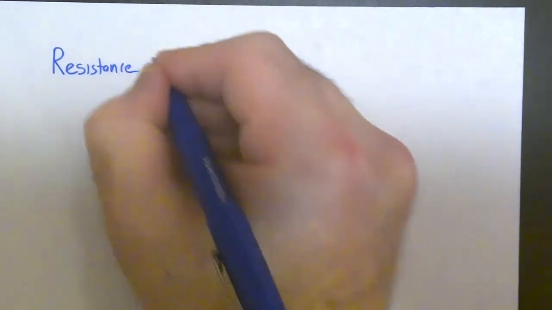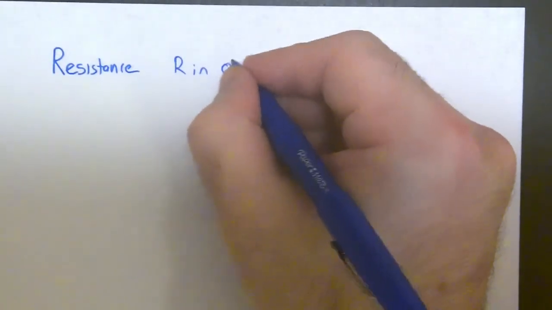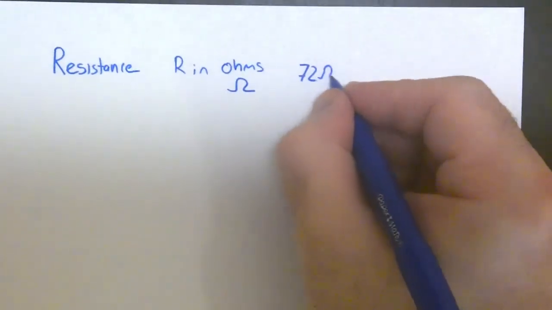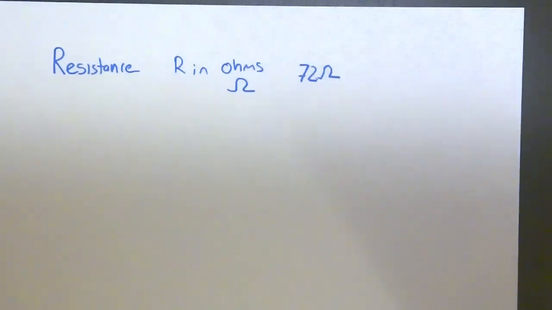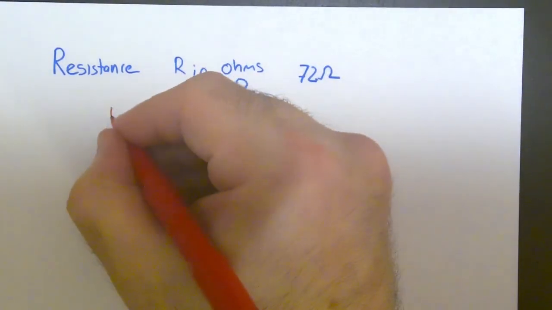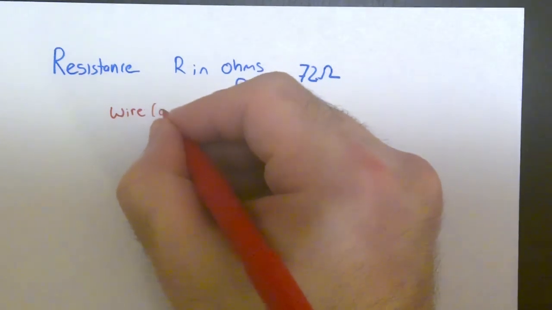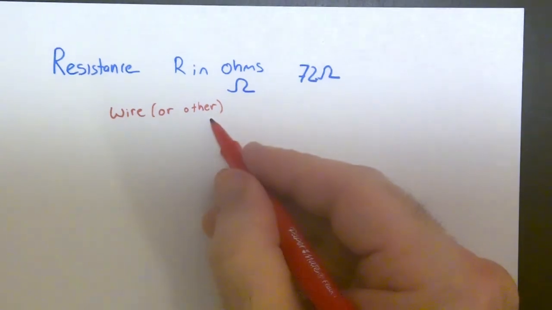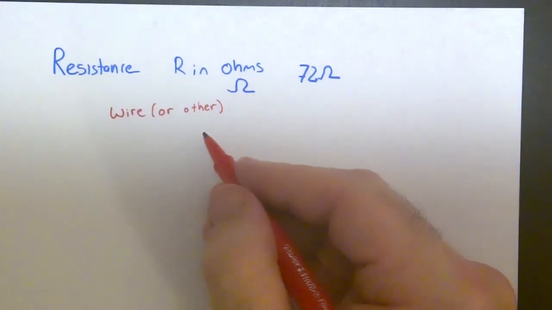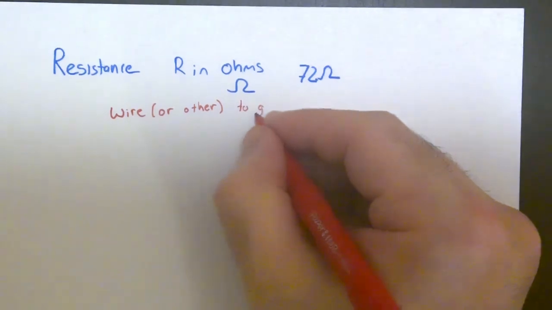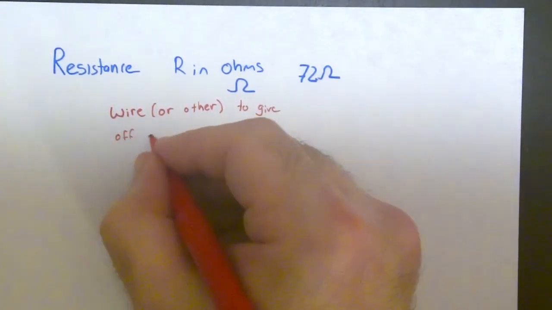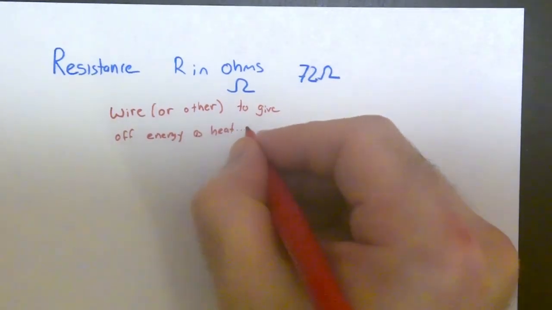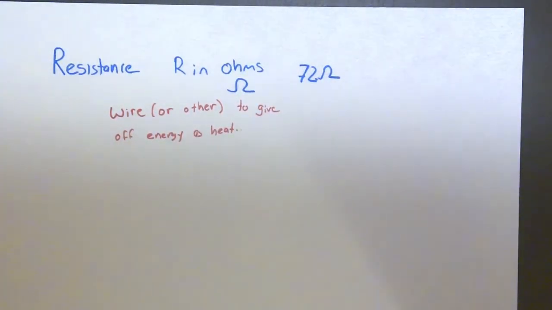Now, finally, resistance, la résistance. Resistance is R, and it's measured in ohms, but we usually use the symbol omega. So if you see something that's 72 ohms, that's what it looks like. It's just a weird symbol for ohms. When we think of resistance, it pretty much comes about from wires or other materials. Things that have resistance are like your toasters, your hair dryers, and light bulbs. All these things have resistance and turn energy into heat. That's the whole point. They're supposed to give off energy, heat.